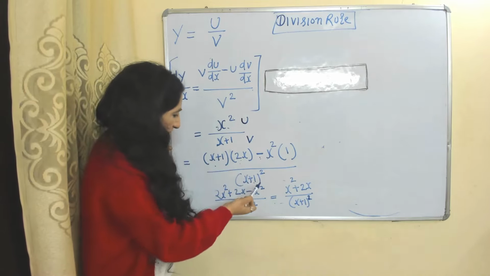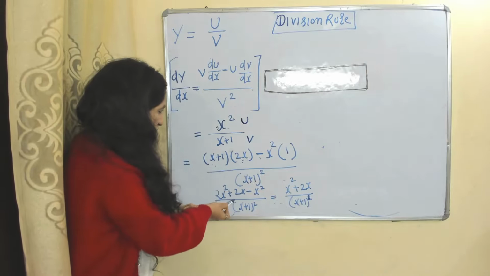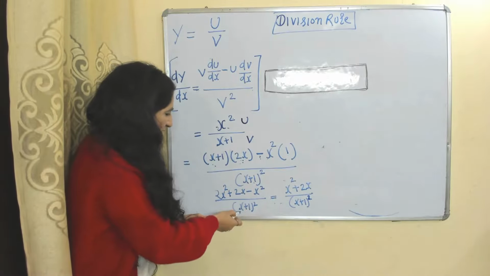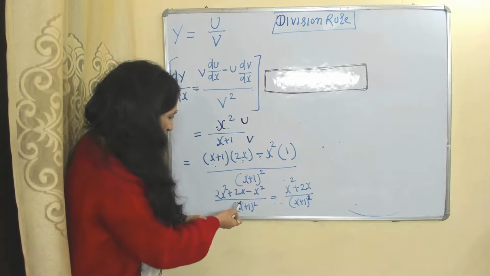x plus 1. So we will solve this: 2x square plus 2x minus x square, divided by the square of x plus 1. So when we solve this, it will become equal to x square plus 2x divided by the square of x plus 1, and this will be called our final answer according to the division rule.